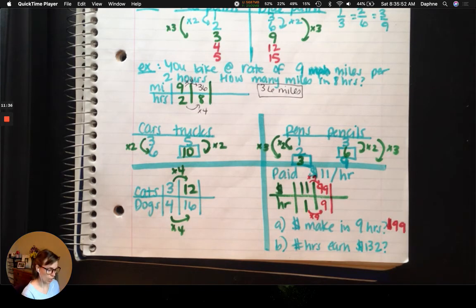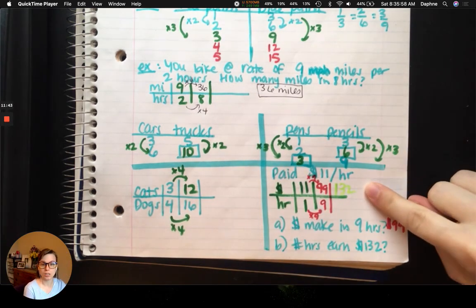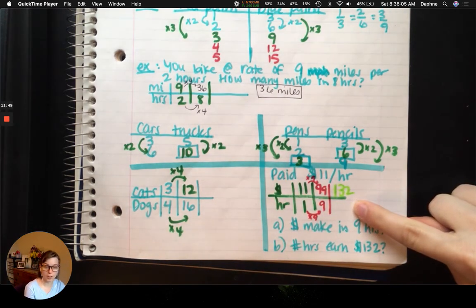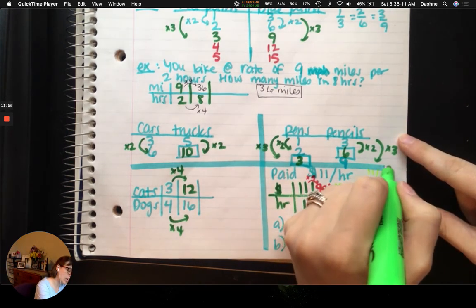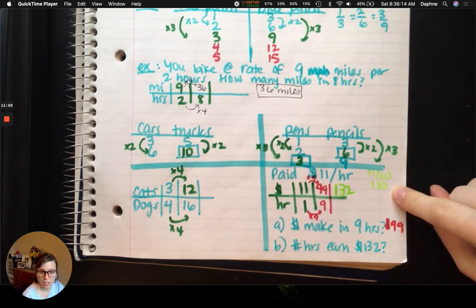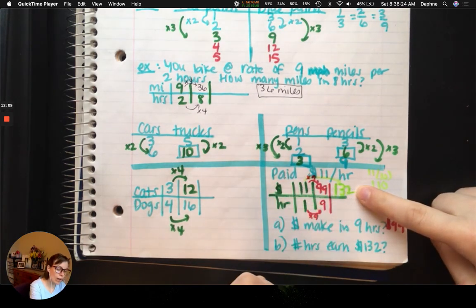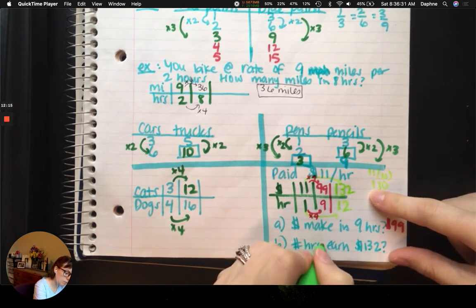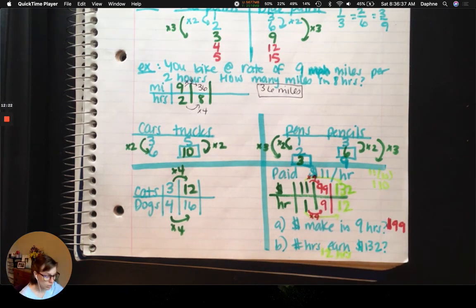All right, and then I'll do another green. Number of hours to earn $132. So I need 132 in my top. Wow, that is really faint. 132 in the top. I need to figure out what goes in the bottom part. So with some guess and check, I know 11 times 10 is going to be just 110. So I know it's more than 10. If I do 11 times 11, that's 121. 11 times 12, 121 plus 11 should get me 132. So this is multiplied by 12. So what's 1 times 12? 12. So it should take me 12 hours. Okay, so that's 12 hours.